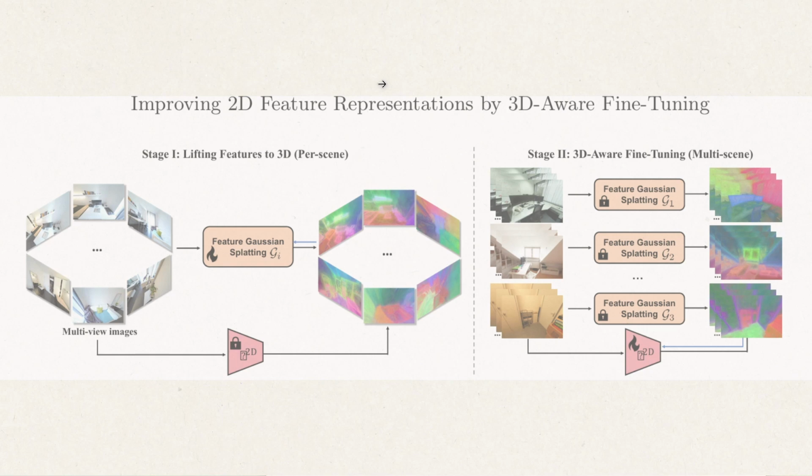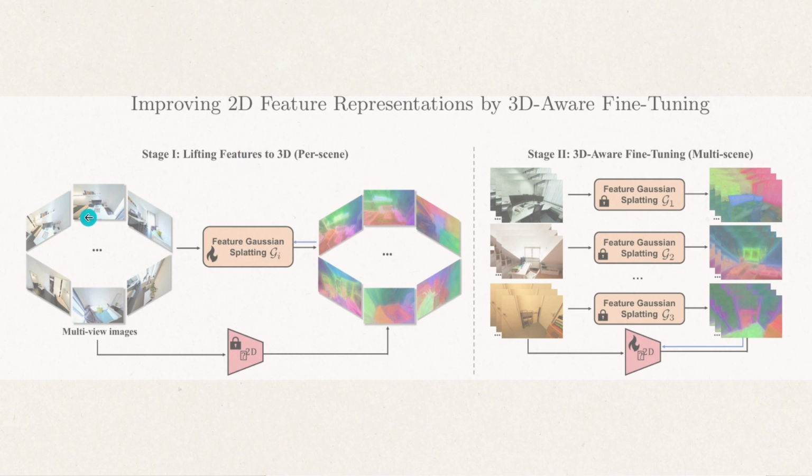So that's what this paper sets out to do. And to pull it off, they design a two-stage process. First, they take the 2D features and lift them into 3D. And in the second stage, they use the 3D features to fine-tune the original 2D model. Now, let's start with the first stage, lifting into 3D.